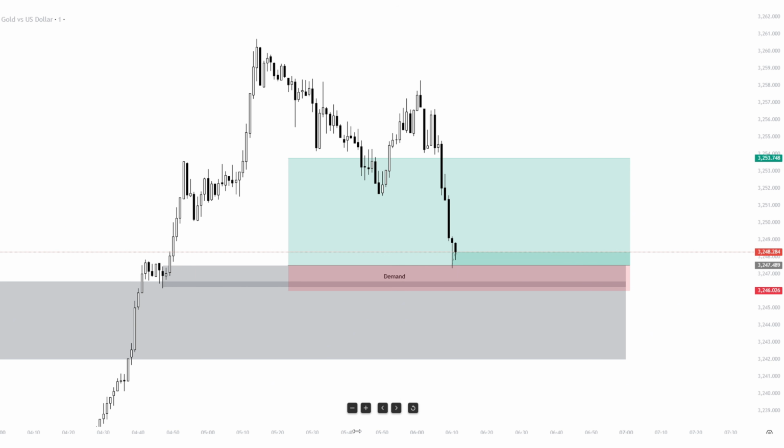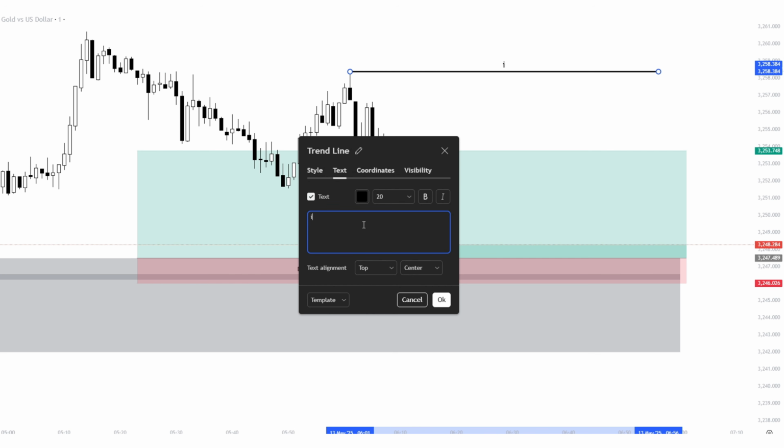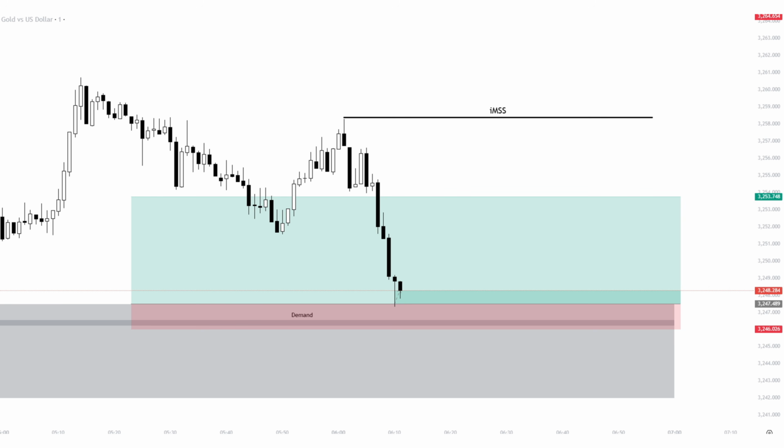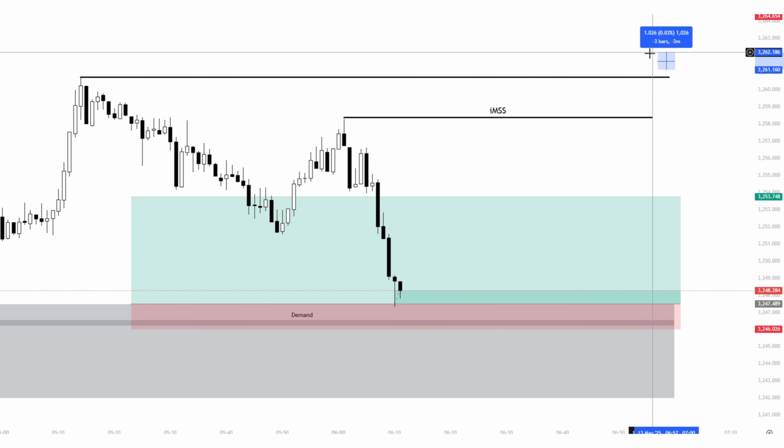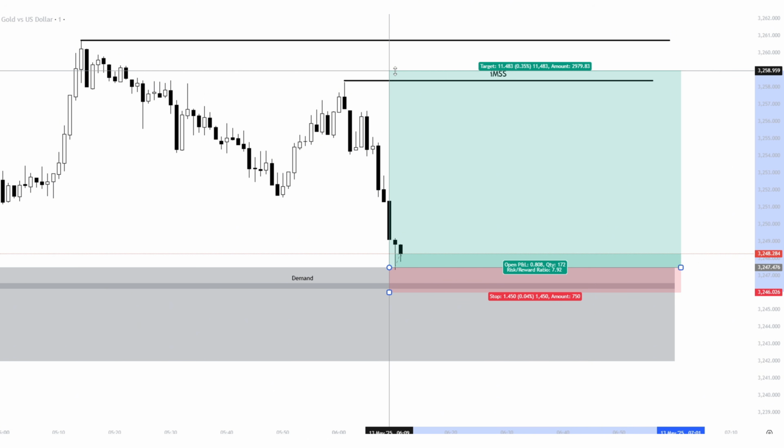Now we need to think of the exit. Here the most optimal one is above these internal highs. We are essentially expecting a trend continuation, and this would form an internal market structure shift to eventually continue the uptrend with a bullish break of structure on the high time frames. And this might take a while.